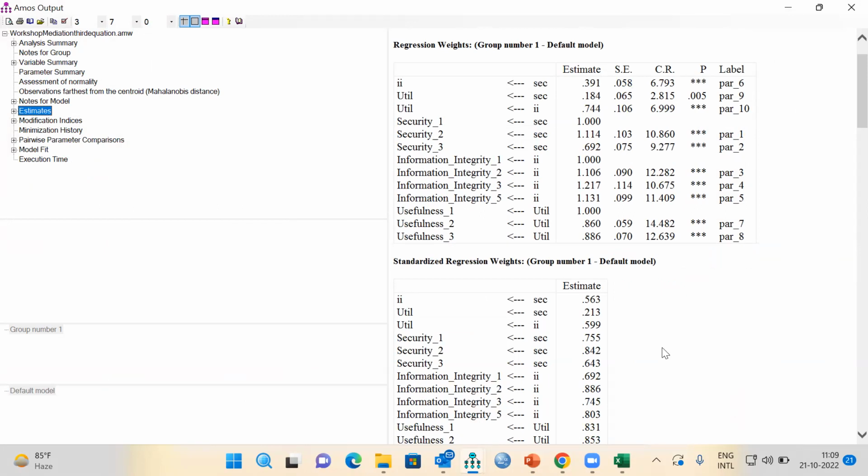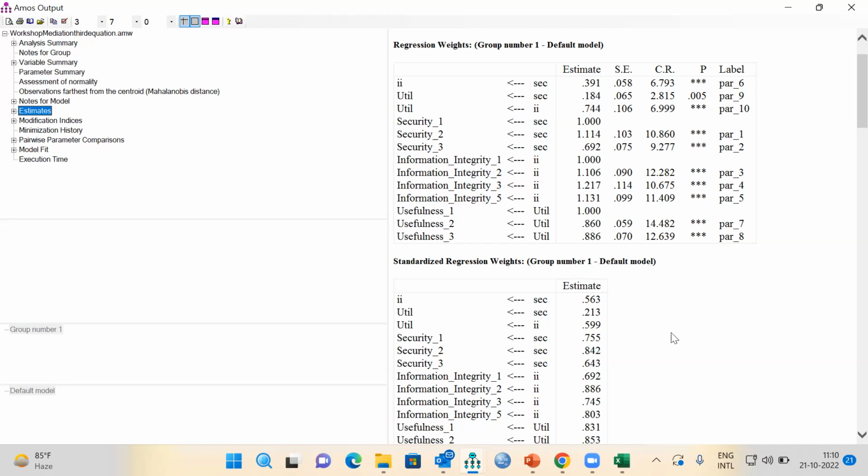Any doubt on mediation before we go into the moderation part? For example, if you have two mediators in a single model, should you look at them separately, sir, for each mediator? You can see it separately or you can run it together also. Will it be the same result or a different result? The same results will come out. If you do it separately or run it together, the results will not differ much.